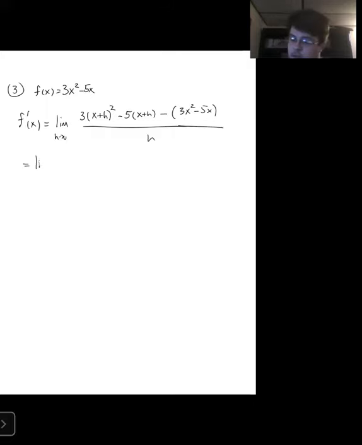And what do we get? Limit as h approaches 0. So we have 3x squared plus 6xh plus 3h squared minus 5x minus 5h minus 3x squared plus 5x, all over h.